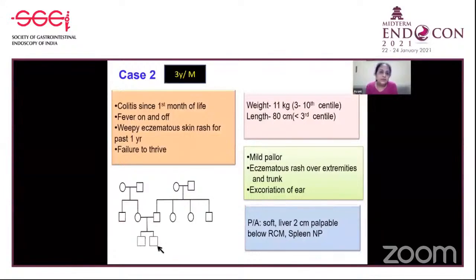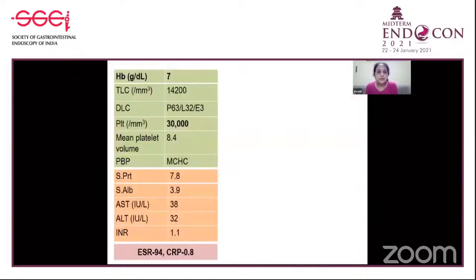Now going on to the second patient, this was a 3-year-old male when he came to us. This child again was having colitis from the first month of age. He was having fever on and off and had an eczematous skin rash for about a year. And there was failure to thrive. There was no consanguinity, no suggestive family history of IBD. This child had mild pallor, had an eczematous skin rash, and there was excoriation of the skin and the ear. He had a 2 centimeter soft palpable liver. The spleen was not palpable.